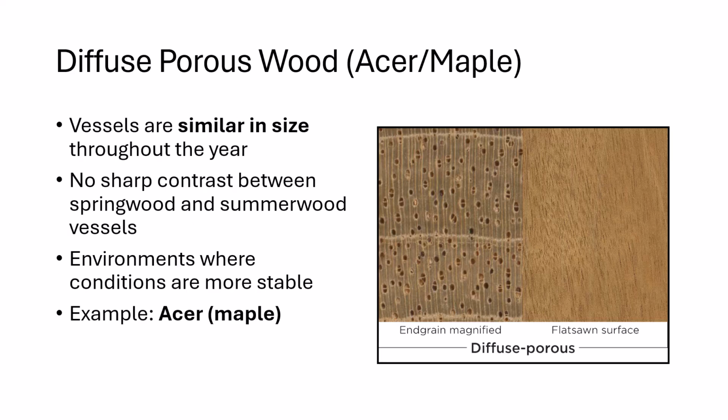In diffuse porous wood, like maple, the vessels are more evenly sized throughout the entire growth ring. Instead of having a burst of huge vessels in spring and tiny ones later, these trees spread out their water transport more consistently across the growing season. That's why you don't see a dramatic contrast between spring wood and summer wood vessels in diffuse porous species. This strategy works well for trees that grow in environments where conditions are more stable or less extreme during the growing season. Water transport is steady rather than concentrated into one big seasonal push.